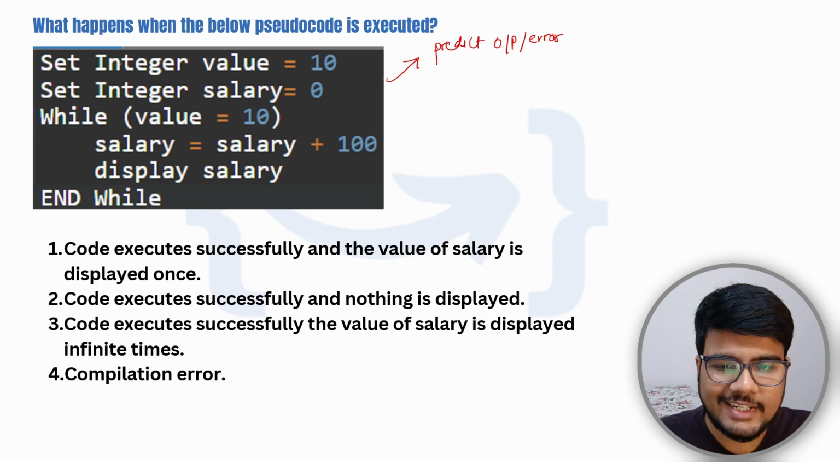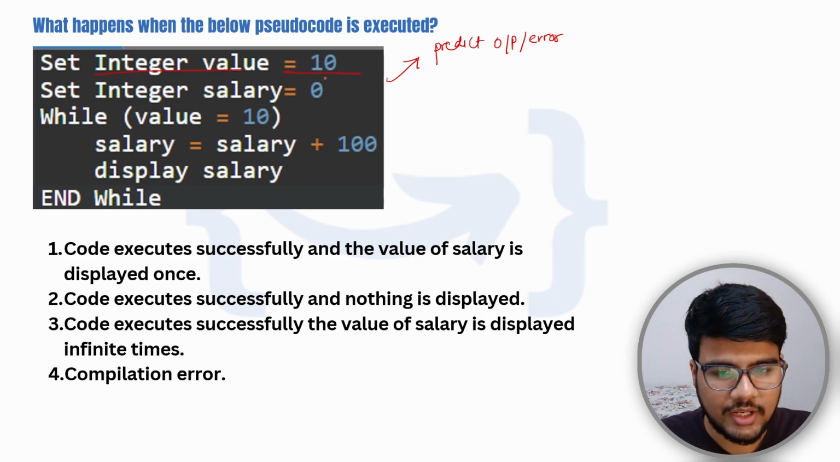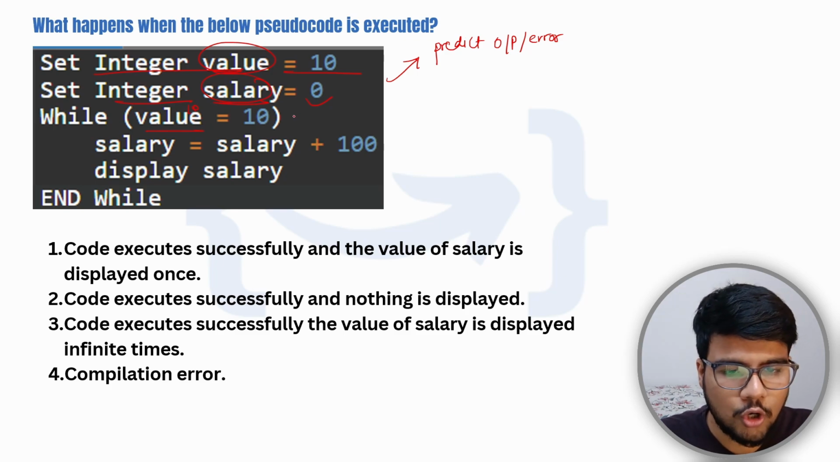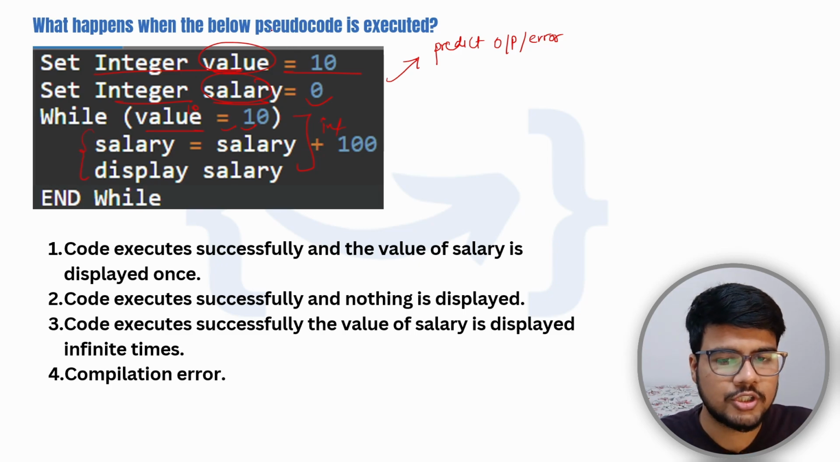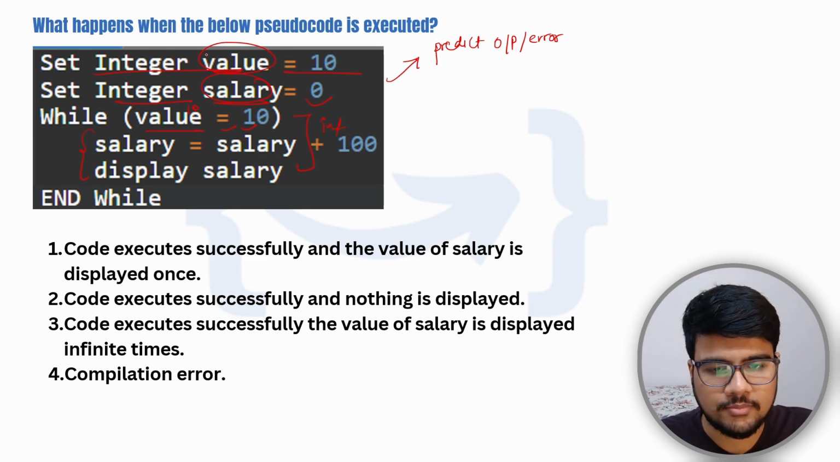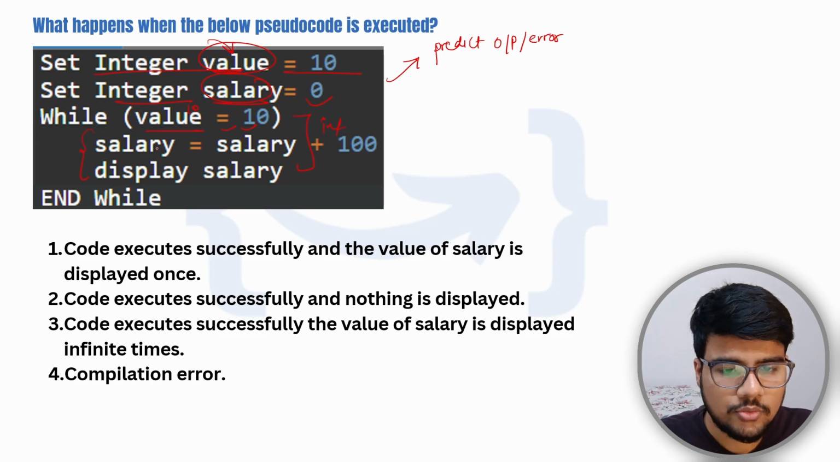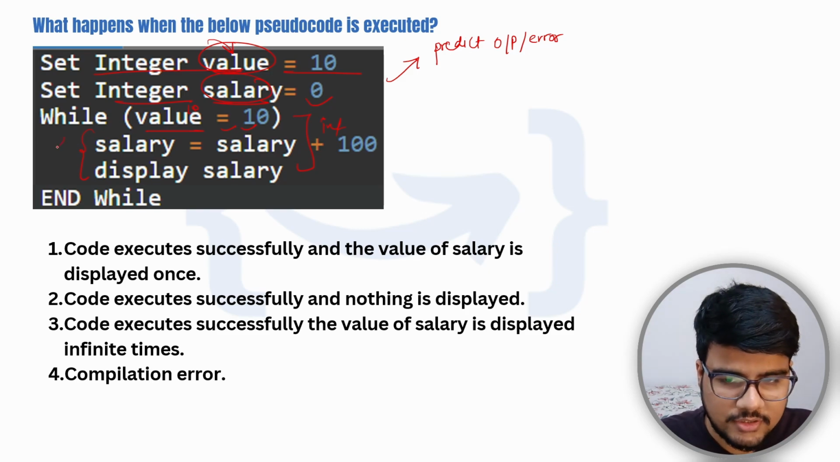Set integer value is equivalent to 10. Great. So value is 10 and integer salary is 0. So while value 10 is equivalent to 10, what is this case? It will put your while loop into an infinite loop because this condition will always be true, because in the body of the while loop I can't find something which manipulates the value of the value variable. So what happened in this case? It will again be stuck in the infinite loop.